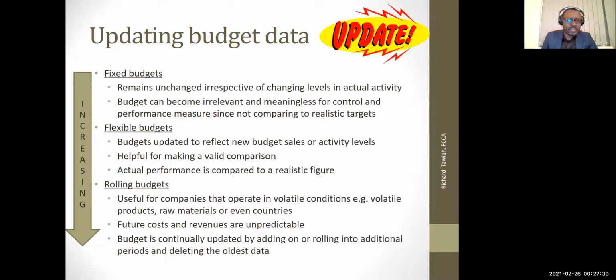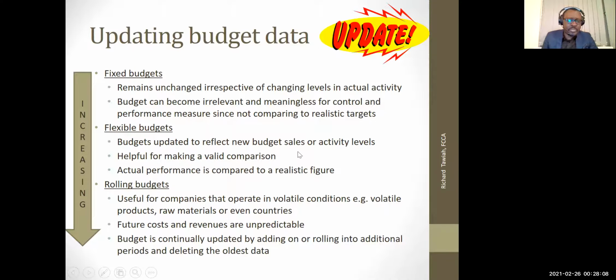We also have the flexible budget where we update the budget to reflect new budget sales or activity. That's the focus of our work today. So where we update the budget to reflect changing trends in the organization. So it helps us to make comparison and to perform some variance analysis where we compare the actual performance to the realistic figure, okay? So you can see the original budget, but then the actual comes in. So let us update it to the actual. Let's flex it. Okay, we flex the budget, so more or less.